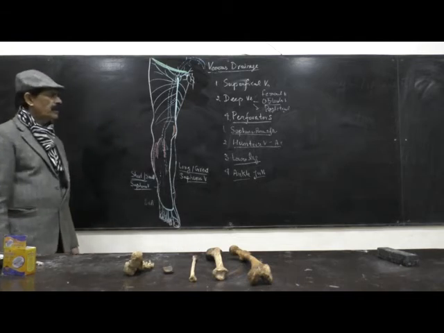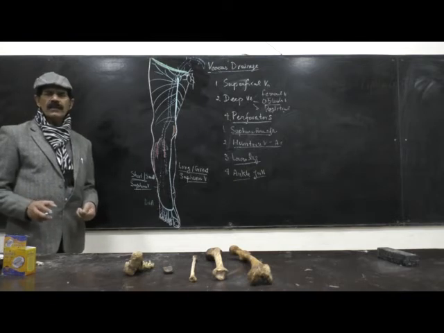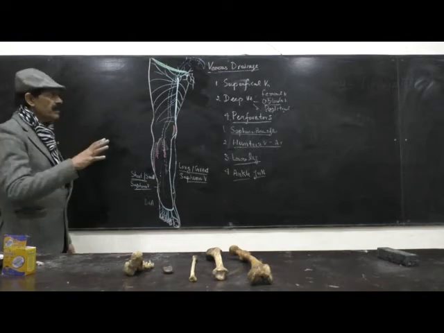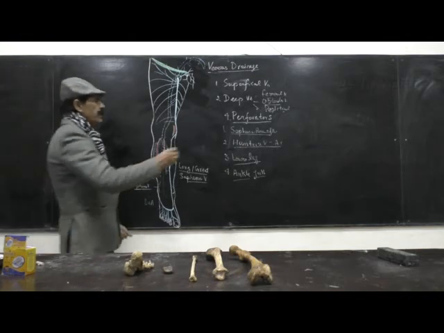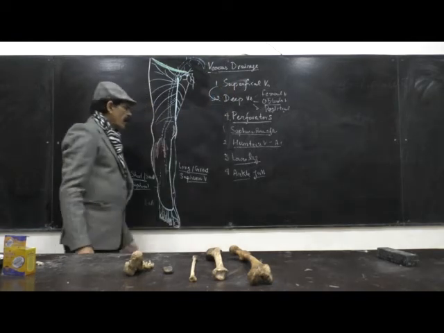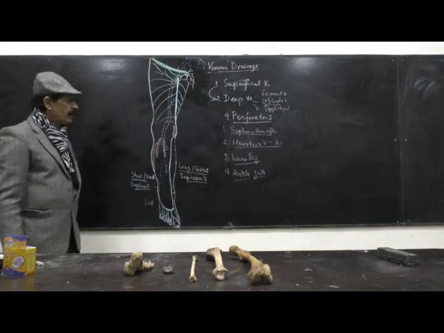So this is how the deep and the superficial venous system works. All the venous blood from the superficial system will go into the deep venous system, and from the deep venous system it goes to the inferior vena cava and to the heart.